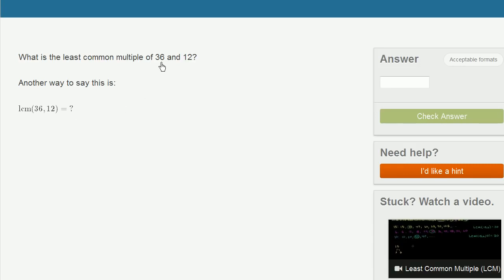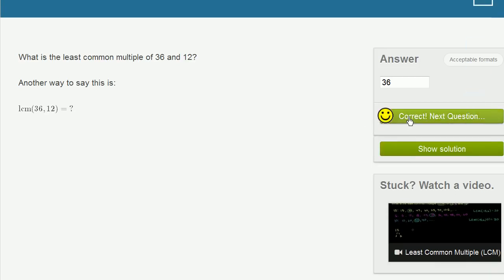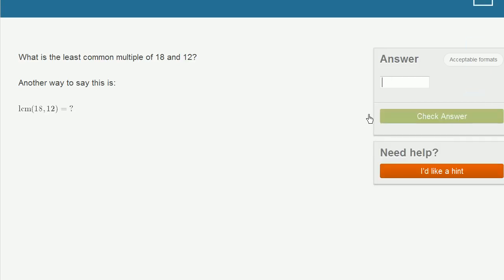Well, this one might pop out at you because 36 itself is a multiple of 12. And 36 is also a multiple of 36. It's 1 times 36. So the smallest number that is both a multiple of 36 and 12, because 36 is a multiple of 12, is actually 36. There we go. Let's do a couple more of these. That one was too easy.